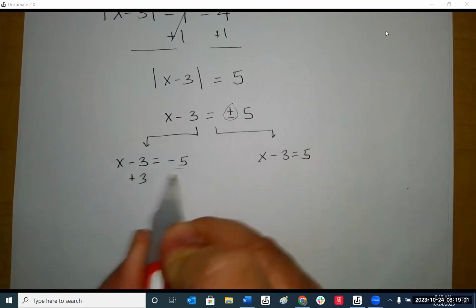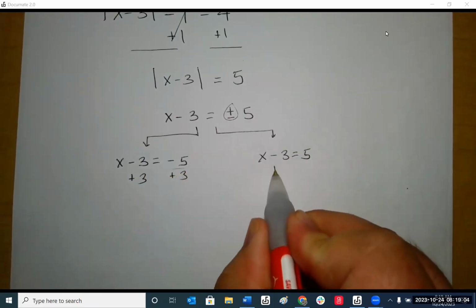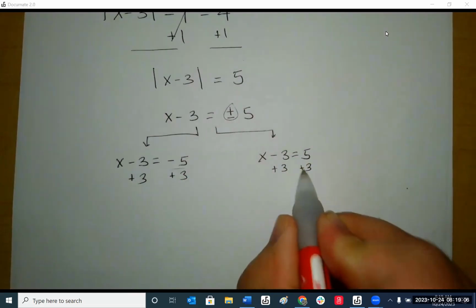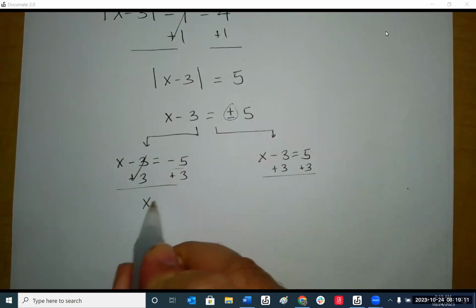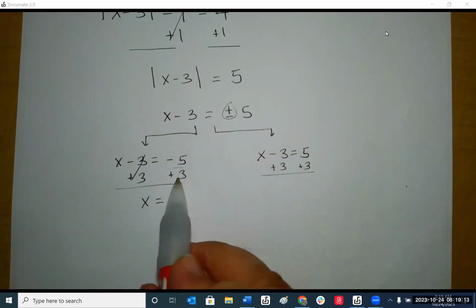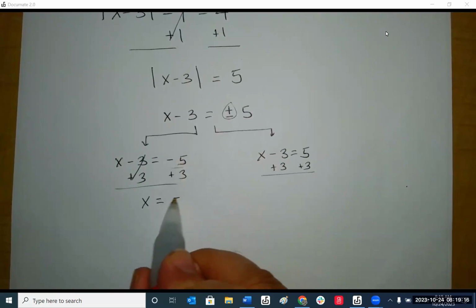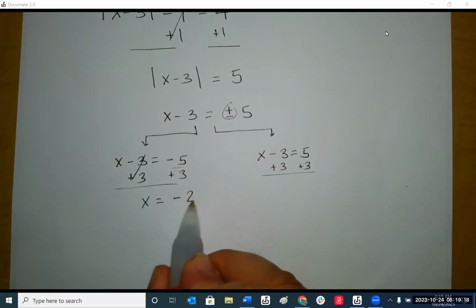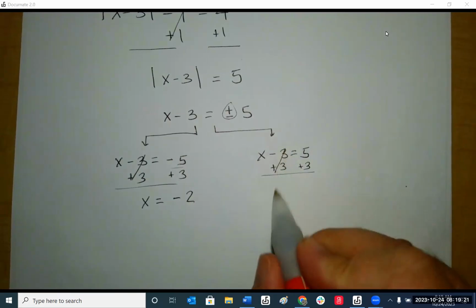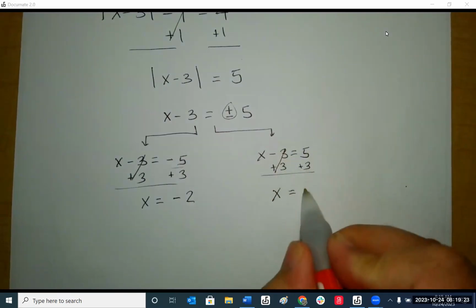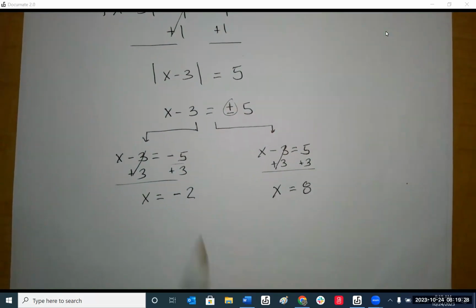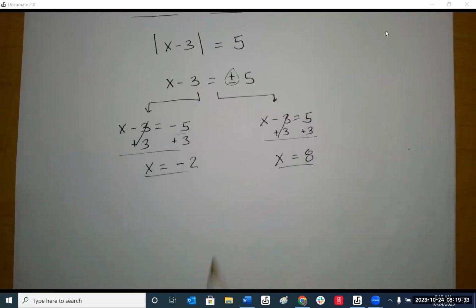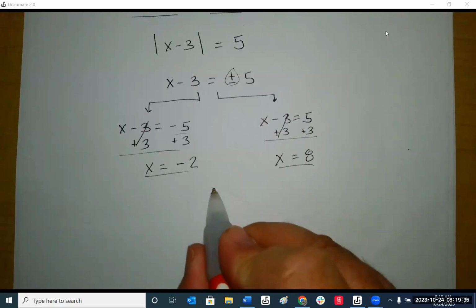So across the board, I add 3. Negative 5 plus 3, 5 is bigger, so the answer is negative. 5 minus 3 is 2. 5 plus 3 is 8. So these are our two potential solutions. So now we check them.